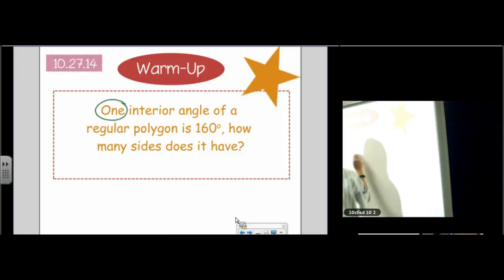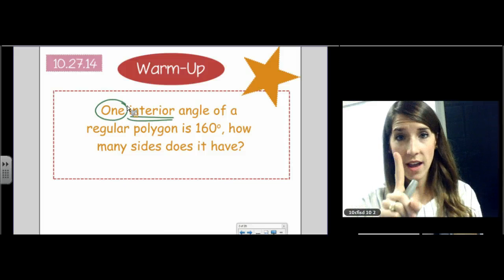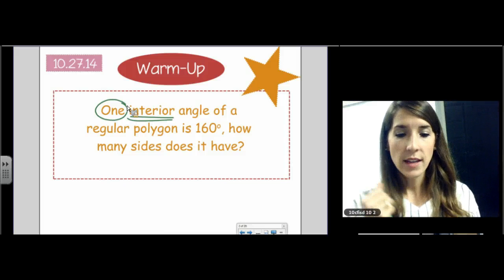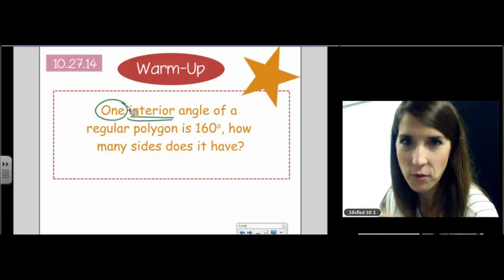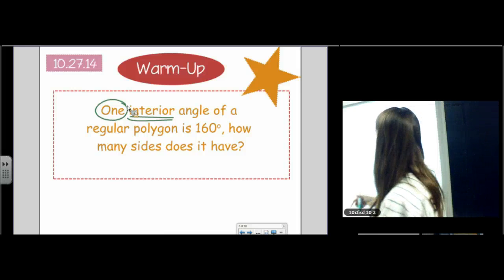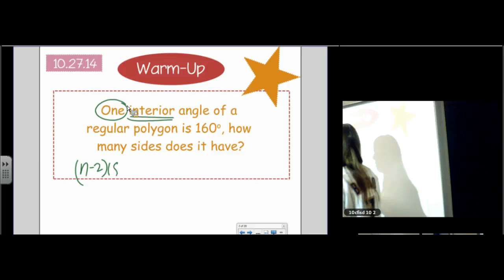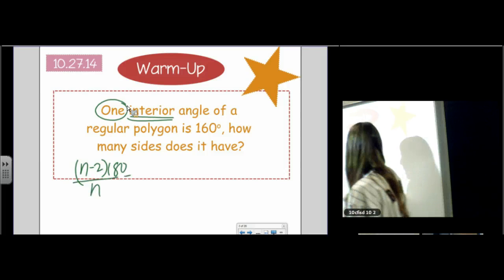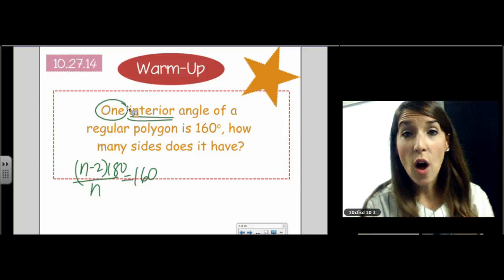So there are some key words in this warm-up. One, and interior. There's only one formula that deals with one and interior. And so we grab that formula. Well, you know we're not going to grab that formula. You know there's a better way to do it. But you can grab that formula. N minus 2 times 180 divided by n equals 160 degrees. And you can solve for n.